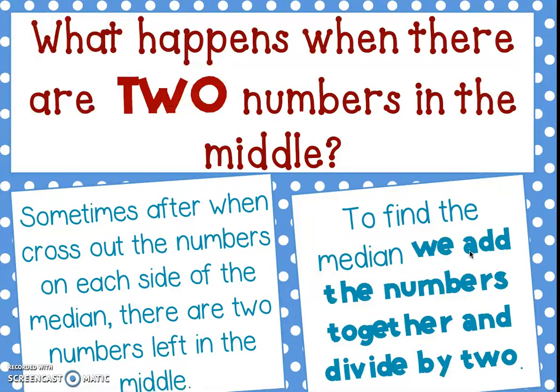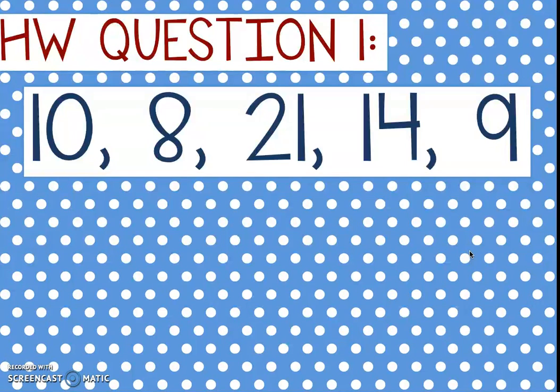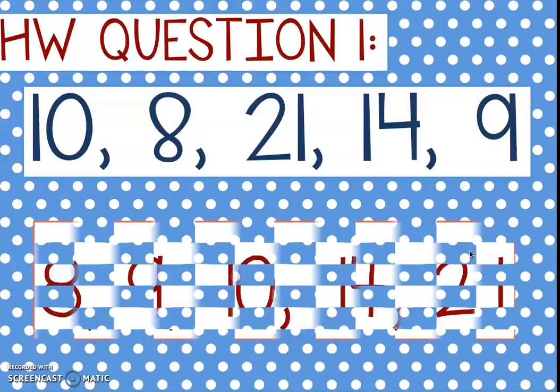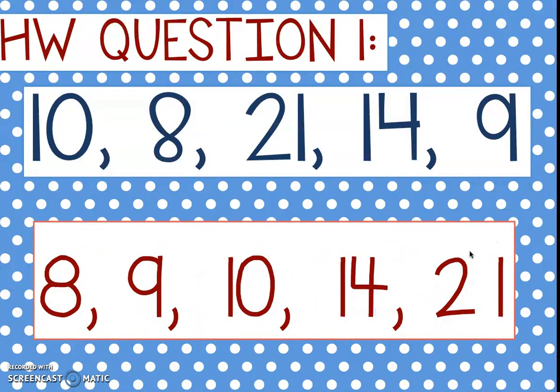Okay, so the first one that I'm going to help you with is the first median question on the homework. So it's actually question number 1. And question number 1 says find the median, and it gives you this data set. So the very first thing that we need to do is to order this data set from least to greatest. So I'll give you a couple of seconds to work on that. Okay, so here is the ordered data set from least to greatest. We have 8, 9, 10, 14, and then finally 21.